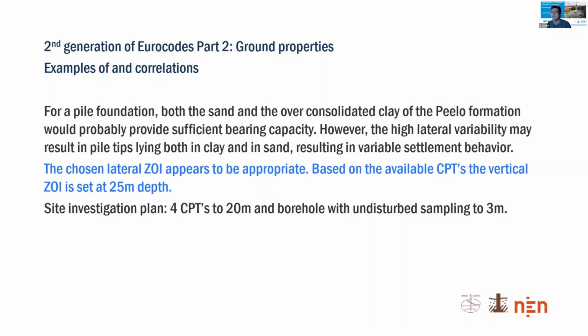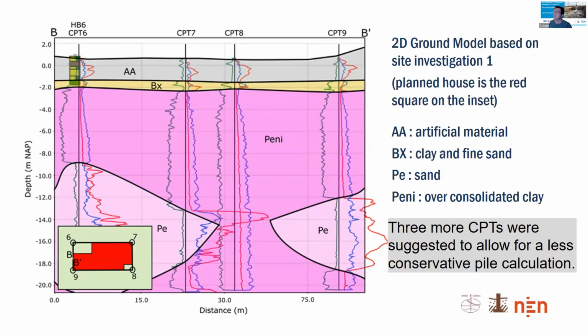So we started with the first zone of influence before the desk study. And after the desk study, we can set the vertical zone of influence, which is set at 25 meters. Based on the desk study, a site investigation plan was drawn up. This resulted in 4 CPTs to approximately 20 meters and a borehole with undisturbed sampling to approximately 3 meters. This led to a new 2D ground model. You can see at the inset on the left-hand bottom corner that there were 4 CPTs at the corners of this single house.